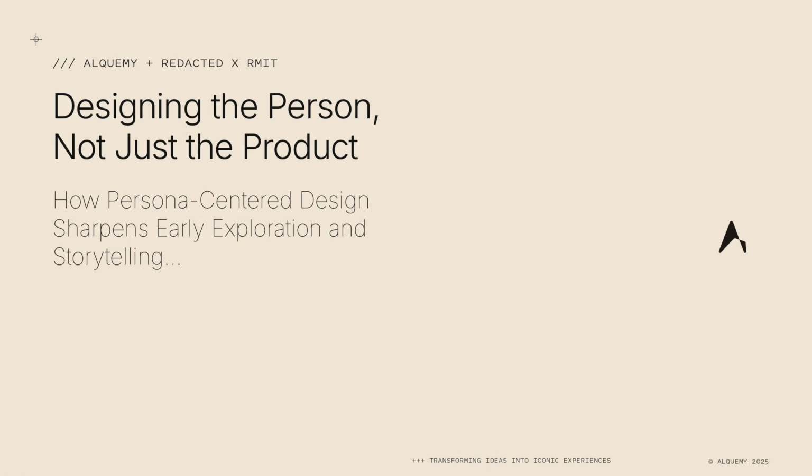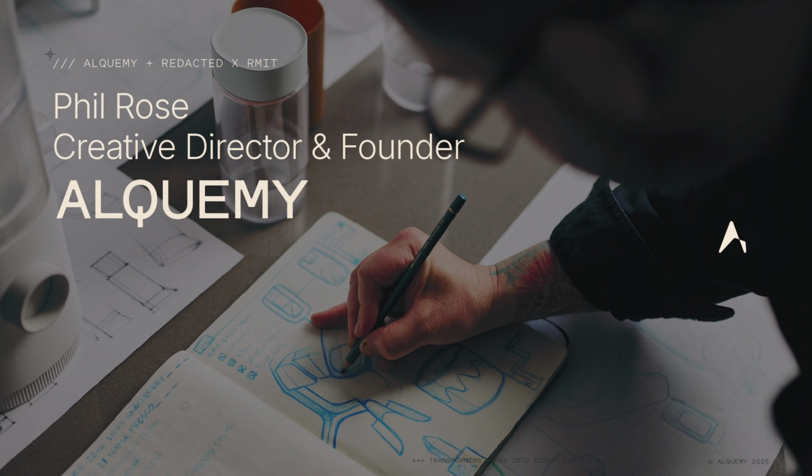Tonight I'm going to be talking about what we call at our studio Alquemy persona-centered design, which sounds a little bit like user-centered design, and I'm going to explain the difference as I go through. But first, a little bit about myself. My name's Phil Rose, co-founder of an industrial design studio in Sydney called Alquemy. We also have a small satellite office in Cleveland, Ohio.